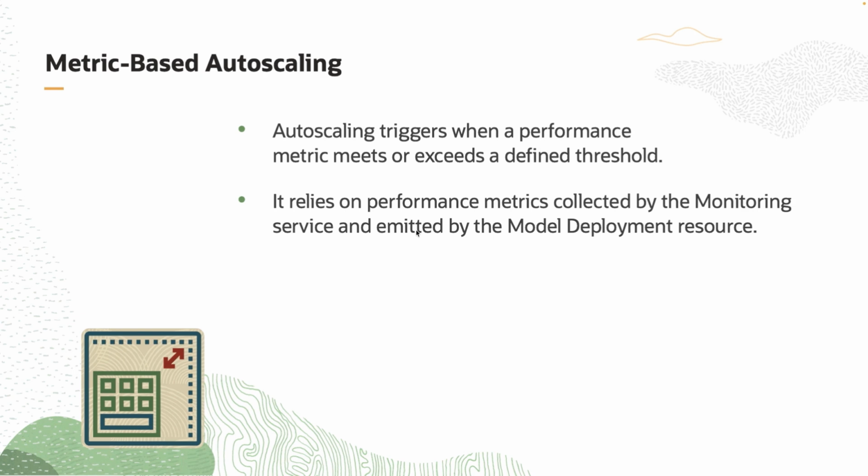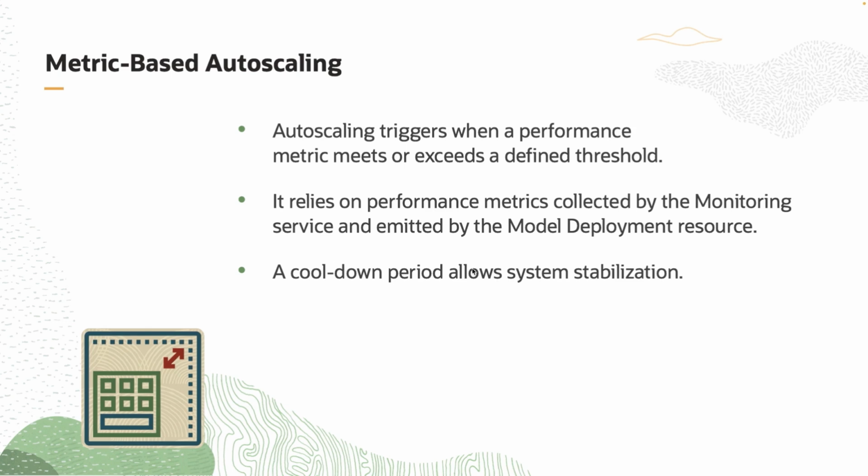Metric-based auto-scaling relies on performance metrics collected by the monitoring service and emitted by the model deployment resource, such as CPU utilization. These metrics are aggregated into specific time periods and then averaged across all instances in the model deployment resource. When a set number of consecutive values meet the threshold, an auto-scaling event is triggered. A cooldown period between metric-based auto-scaling events lets the system stabilize at the updated level. The cooldown period starts when the model deployment reaches the active state.